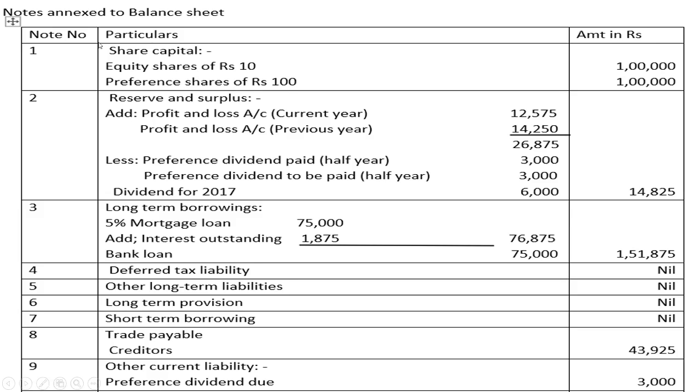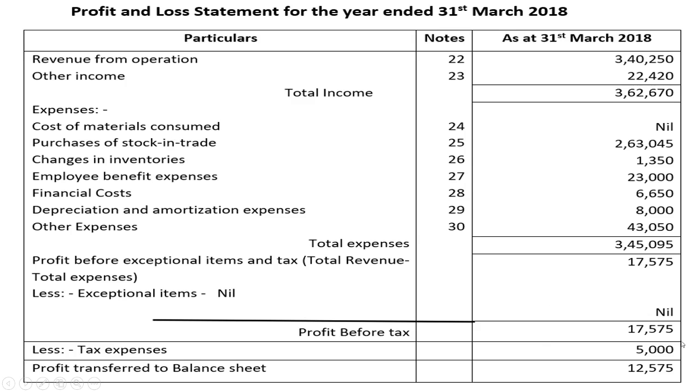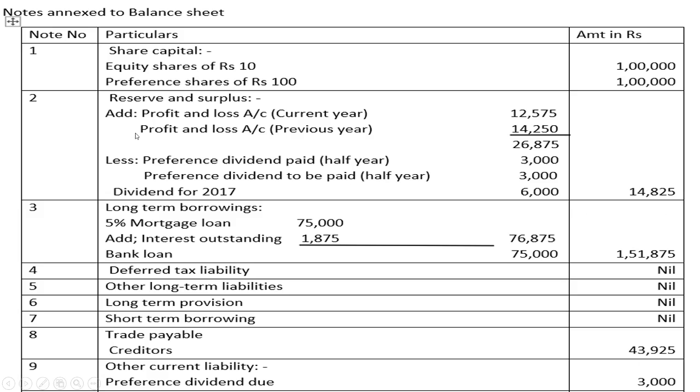That is note number 1, share capital: equity share of rupees 10, 1 lakh, and preference share of rupees 100, 1 lakh. Reserves and surplus, here only surpluses are given. Profit and loss current year 12,575, the amount we prepared in the profit and loss account. And profit and loss account previous year, the amount given in the trial balance, 14,250. When we add this, we get 26,875.